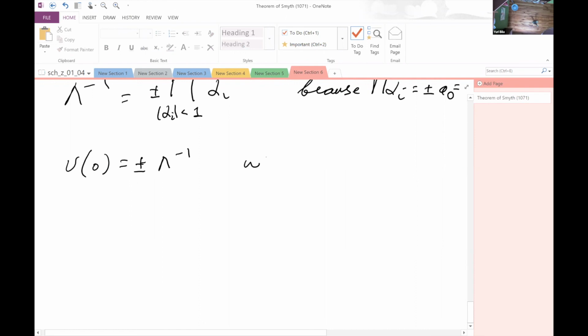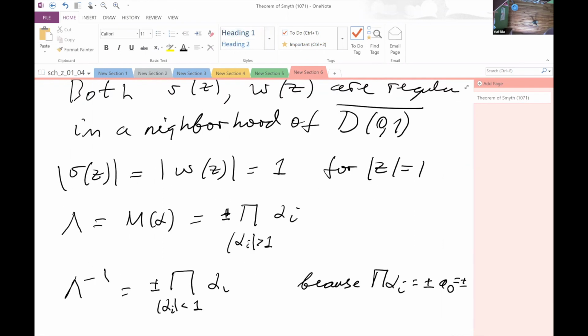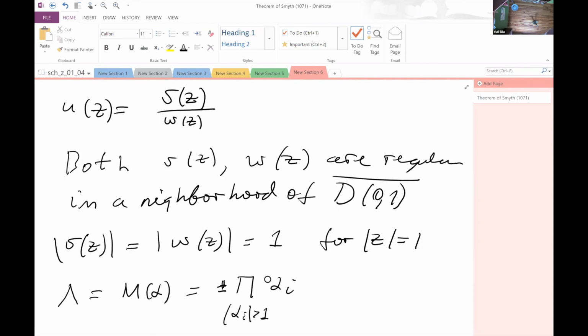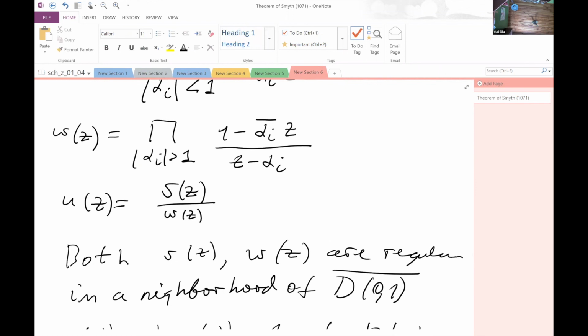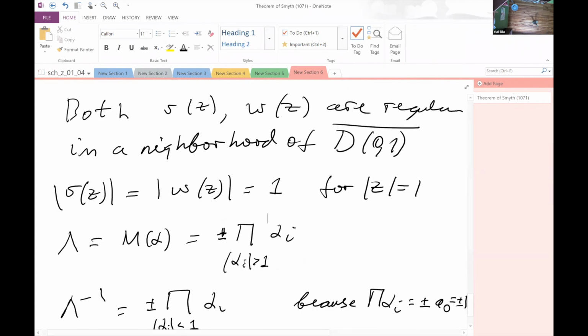Plus or minus lambda minus 1. And same for W. If you look, what is our W? Take 0, then numerators become 0 and denominators become minus alpha I, but raised to the power minus 1. And this is for big alphas. So again, we obtain lambda minus 1.